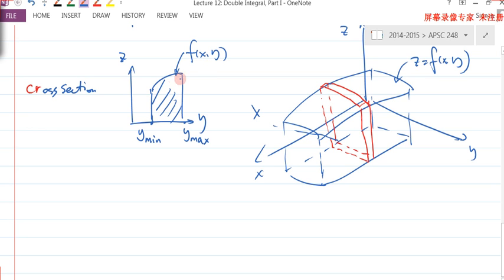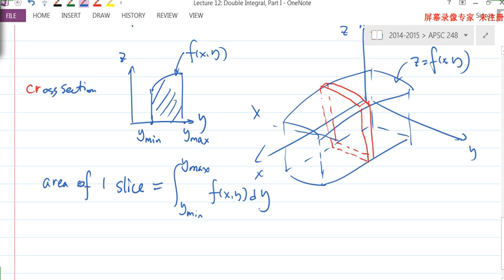For this one cross section, what's the area of one cross section? So for this cross section here, the area is what? So basically, that's the area of one slice, one general slice. And for this one slice, the area is basically the area underneath this curve. You're integrating between y min and y max, and the integrand is this function here, right?